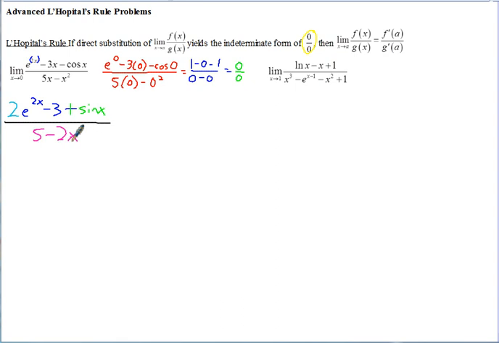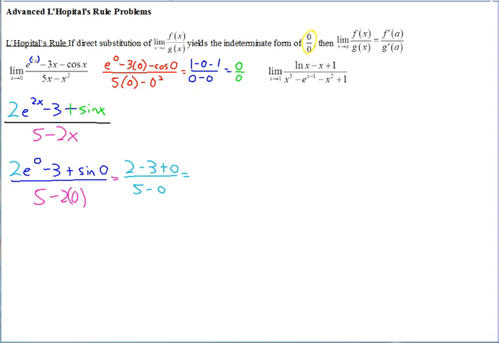And now we can substitute in 0 and see what we get. So we'll have 2 e to the 0 minus 3 plus the sine of 0 over 5 minus 2 times 0. So e to the 0 is 1, so that gives you just 2 minus 3. Sine of 0 is 0, over 5 minus 0. So you get negative 1 on the numerator, 5 on the denominator, so that's what this limit equals, negative 1/5.